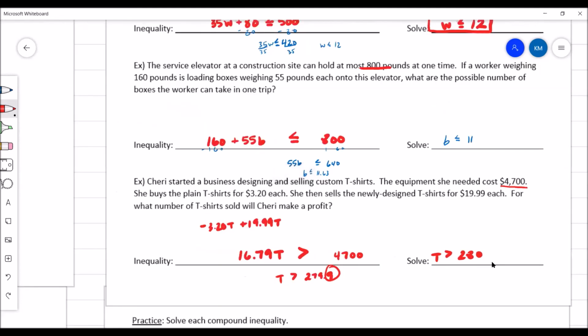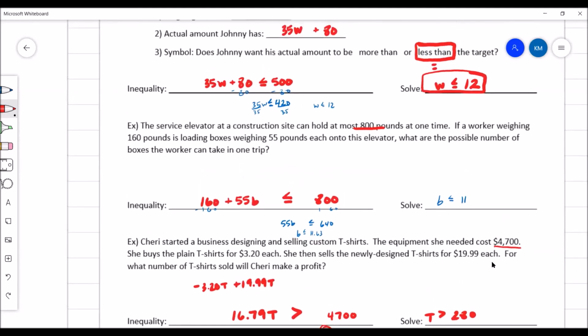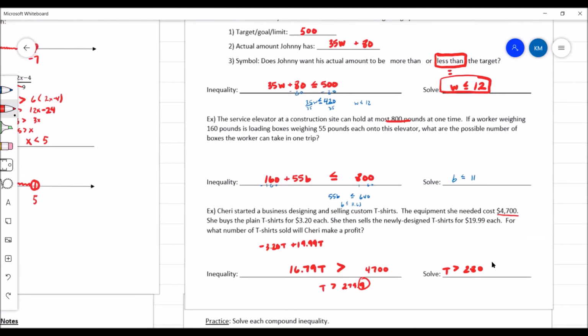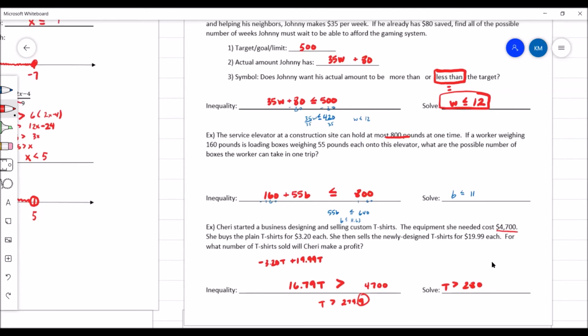So here we go. That's our word problem, setting it up, making sure that we think about our target, thinking about the changing amount, and then really taking into consideration which signs are appropriate.